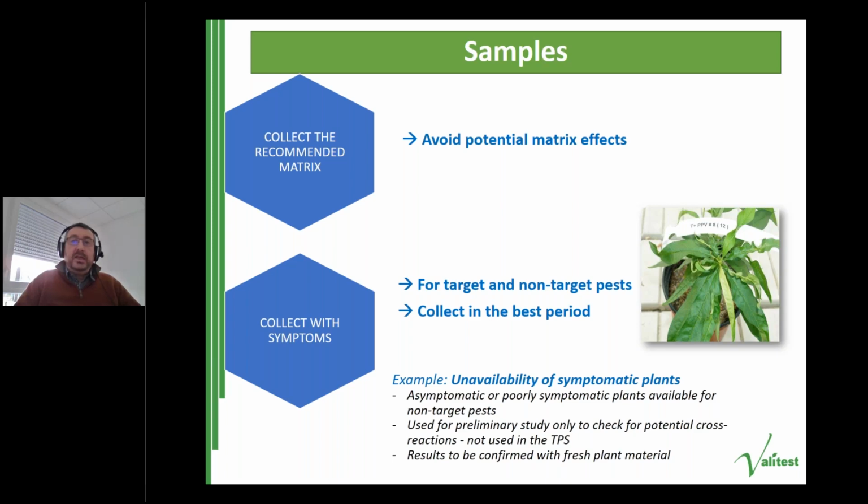Here is another example of a case of unavailability of symptomatic plants. It was the case where asymptomatic or polysymptomatic plants were only available for non-target pests. They were finally used for the preliminary study, only to check for potential cross-reaction, but not used in the TPS. And so the results had to be confirmed with fresh plant material.